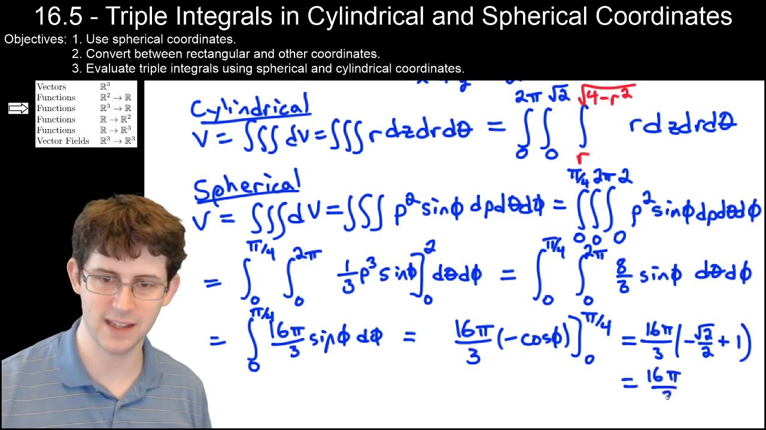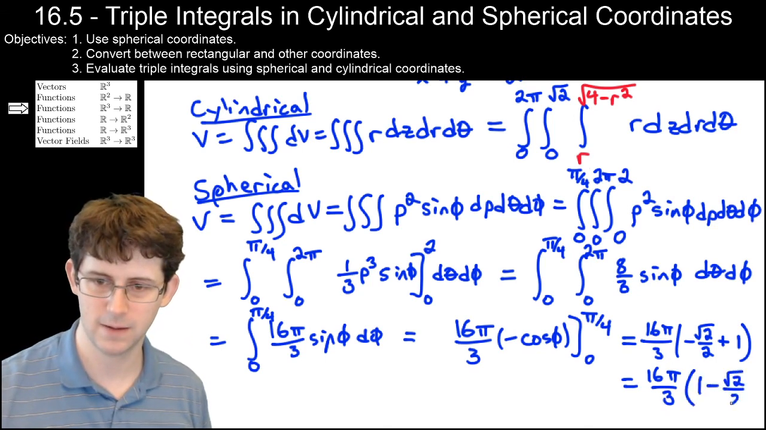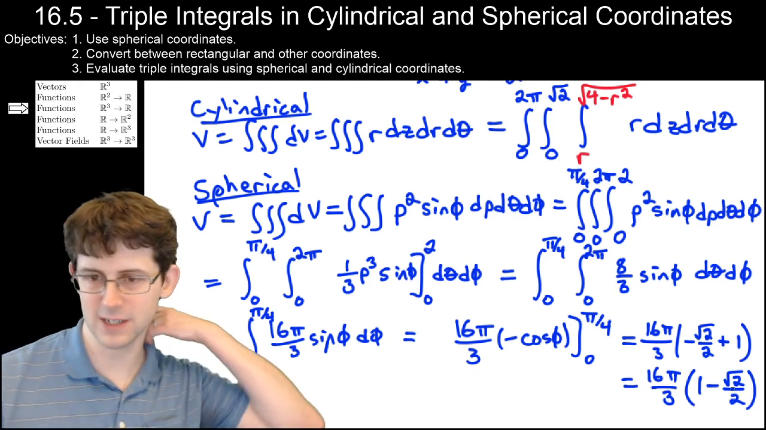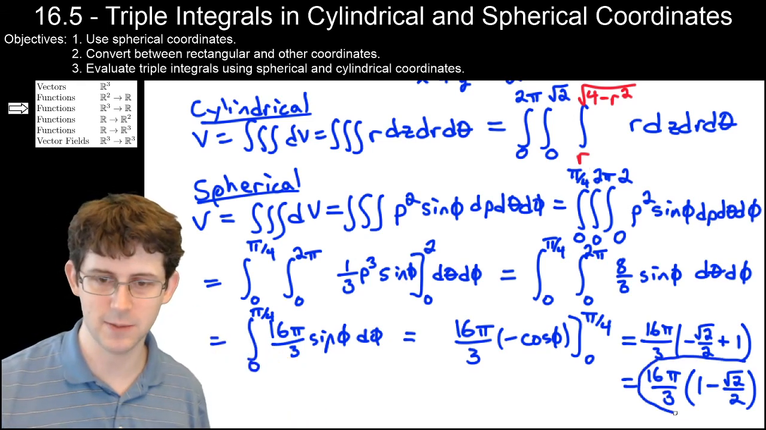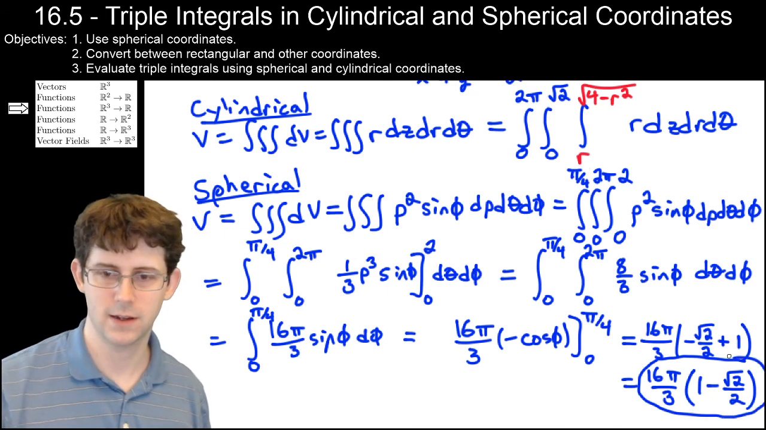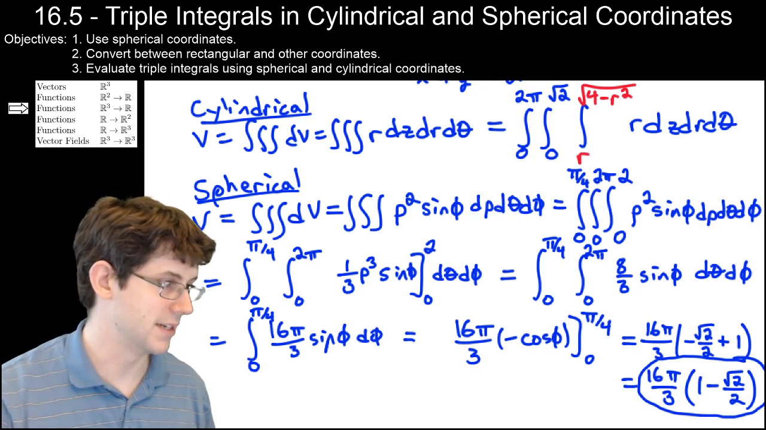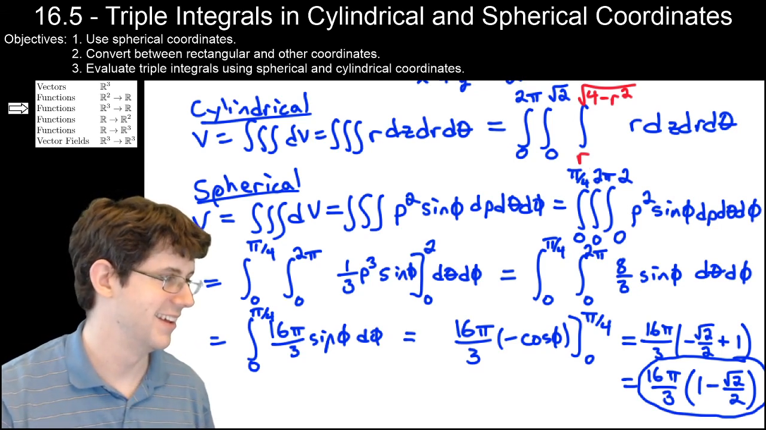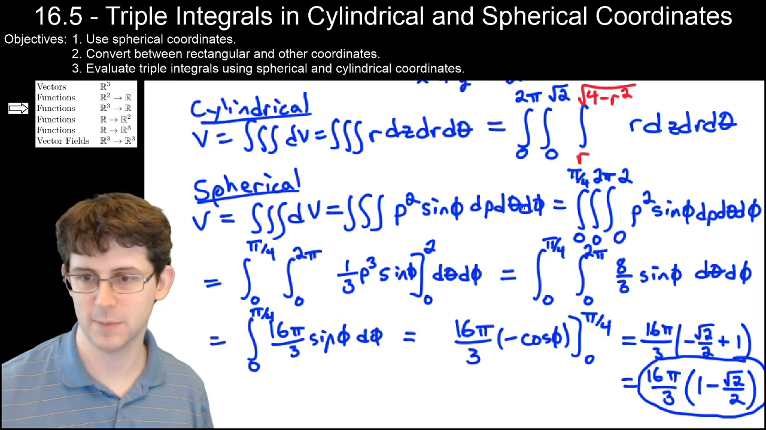I'm going to need to verify that this is a positive number, otherwise I'm very unhappy. Yeah, square root of 2 over 2 is like 0.7, so this is a positive number. So this is the volume of this ice cream cone. Nice. Spherical coordinates were awesome for that. Yeah, that matches my answer from my prep.